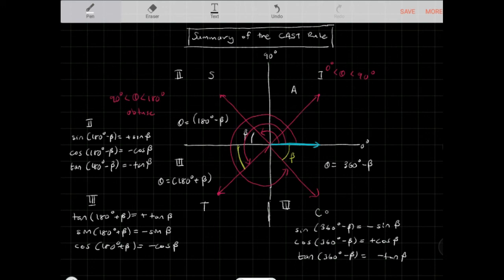On the Cartesian plane, cosine is positive in the fourth quadrant, all the ratios are acute and positive in the first quadrant, sine is positive in the second quadrant when we have an obtuse angle, and tan is positive in the third quadrant when we have a reflex angle. So I would memorize this. I would memorize the modifiers for each of these quadrants, and the next step here would be to do some questions.